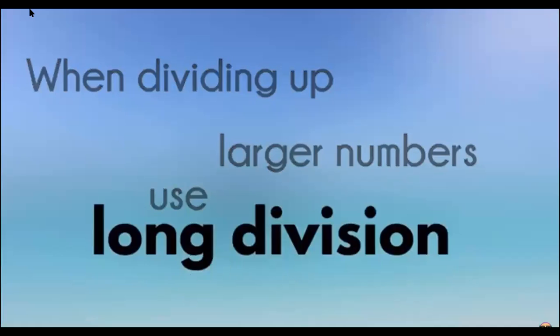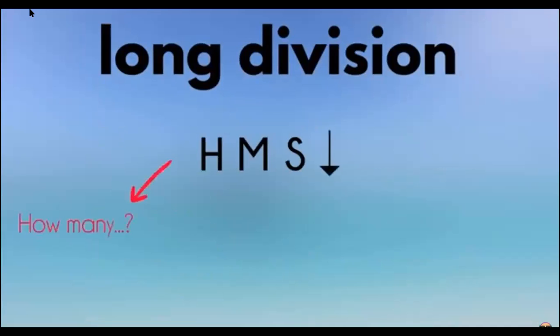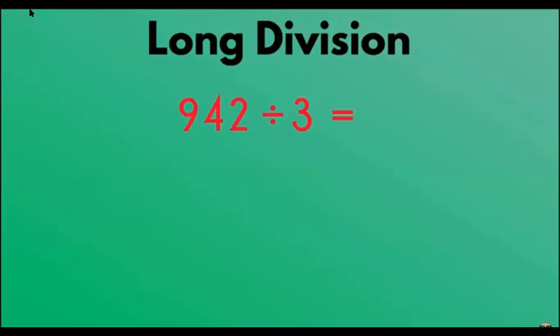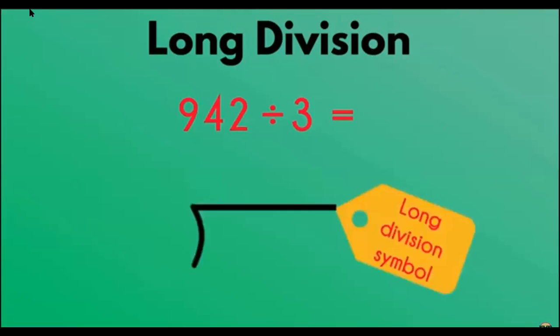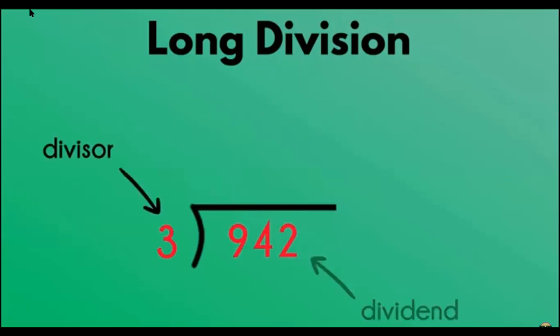An easy way to remember the steps for long division is the acronym HMS bring down. How many, multiply, subtract, and bring down. Let's see how it works. Here we have an equation, 942 divided by 3. First we'll have to rewrite the equation using the long division symbol. 942 divided by 3. Here is the dividend, here is the divisor, and here is where the quotient, our answer, will go.